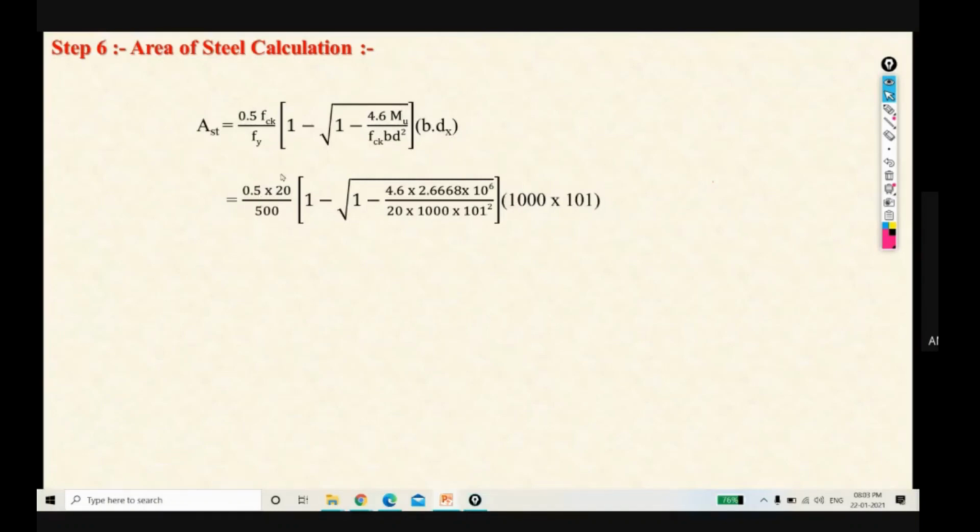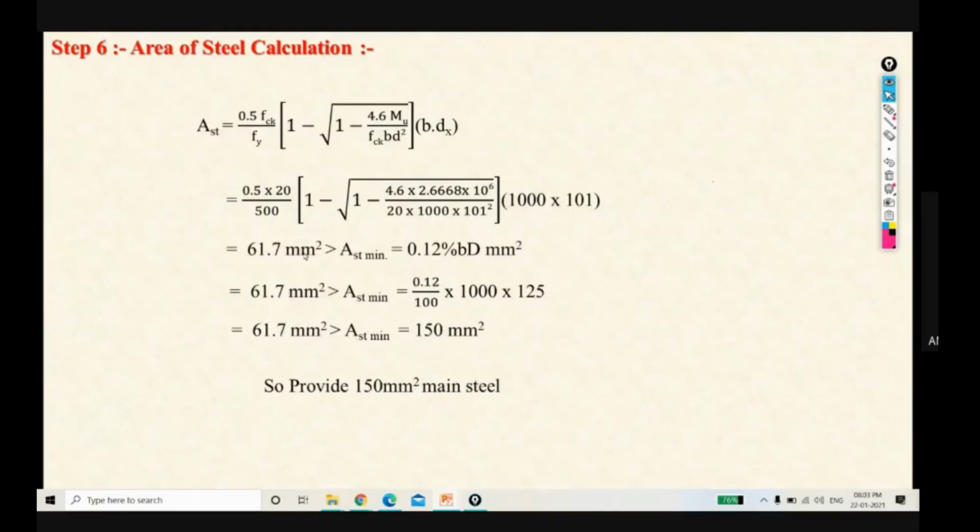So 0.5 into FCK is 20, Fy is 500. 1 minus under root 1 minus 4.6, now Mu, that is the limiting moment of resistance, 2.668 into 10 to the power 6, again converted in Newton mm. FCK is 20, B is 1000 and D, the effective depth, is 101. Just solve these equations and you will get the required reinforcement: 61.7 mm square. As per this bending moment, we require only 61.7 mm square reinforcement.